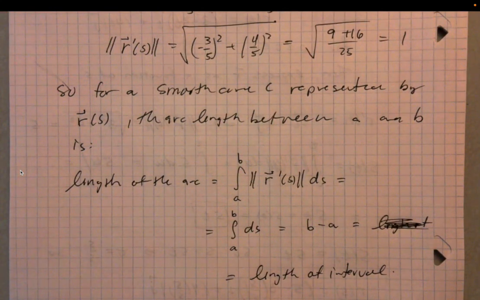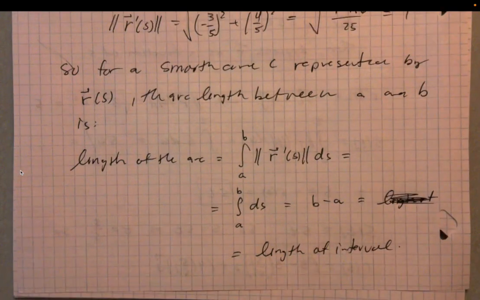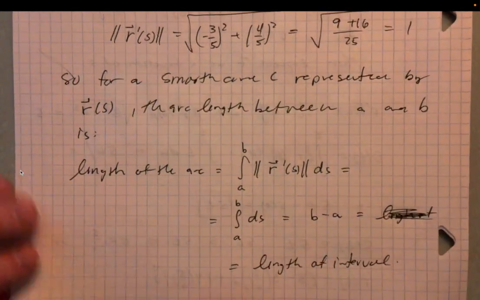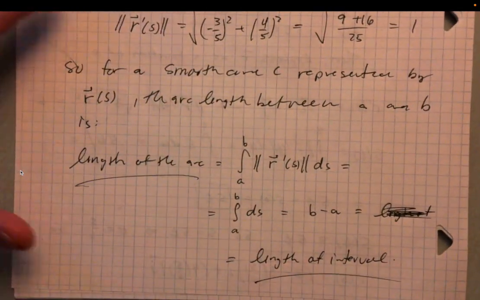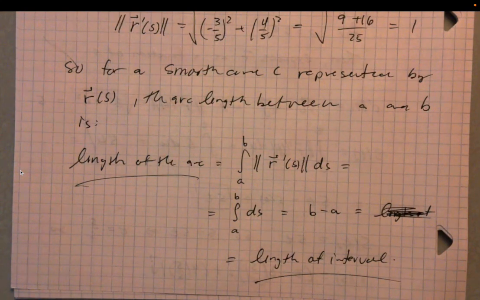Okay, so for a smooth curve C represented by r of s, where s is the arc length parameter, the arc length between a and b is equal to the length of the interval ab. Which is extremely convenient. We'll see some examples of why that's so convenient in a second. This should remind you of radian measure from trigonometry. Why did we like radian measure? Well, it aligns with the angles.